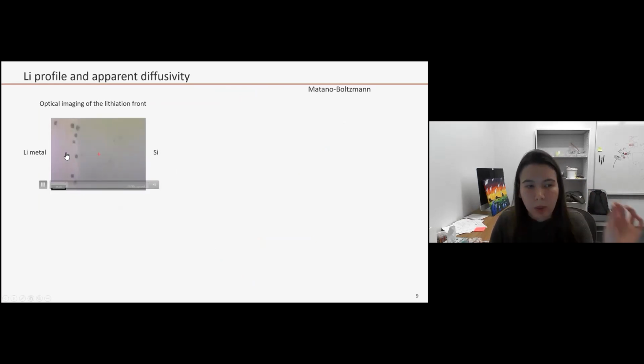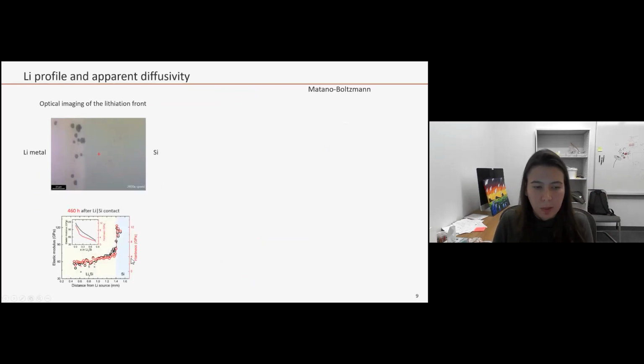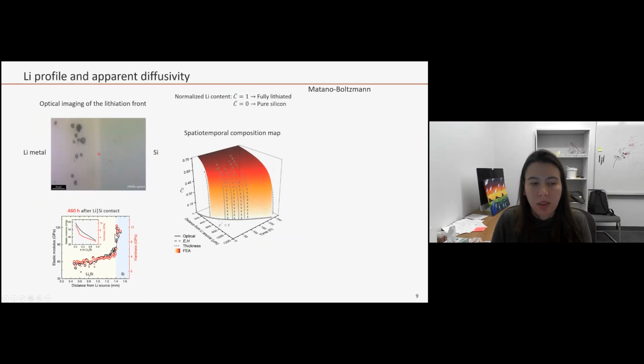So I perform those arrays of nanoindentation. Here's one example. This is the elastic modulus and the hardness as a function of the distance from the lithium metal on one side. And you can see it's very inhomogeneous. And at the interface, you can see a really big jump where it goes from a much lower value to a much higher value. Using the function that I have before, I can, like I explained, transform this elastic modulus or this hardness into a concentration profile.